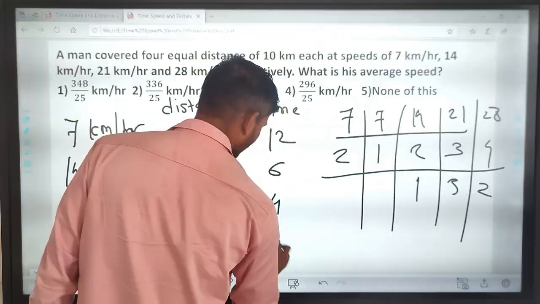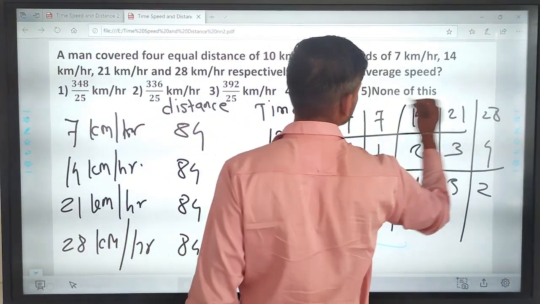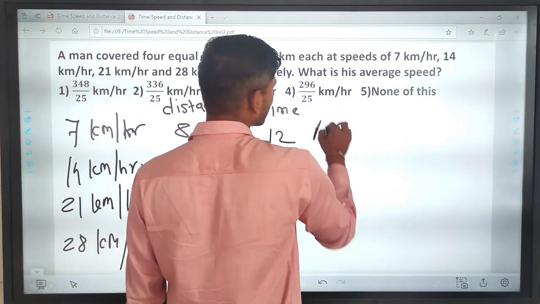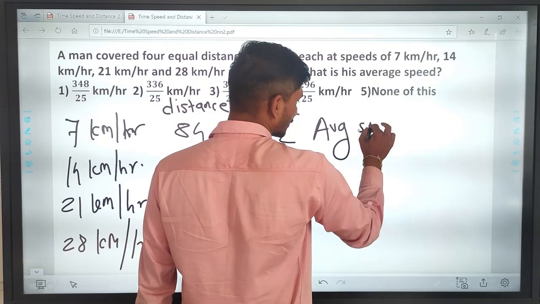84 divided by 14 is 6. 84 divided by 21 is 4, and 84 divided by 28 is 3. Now we find the average speed.